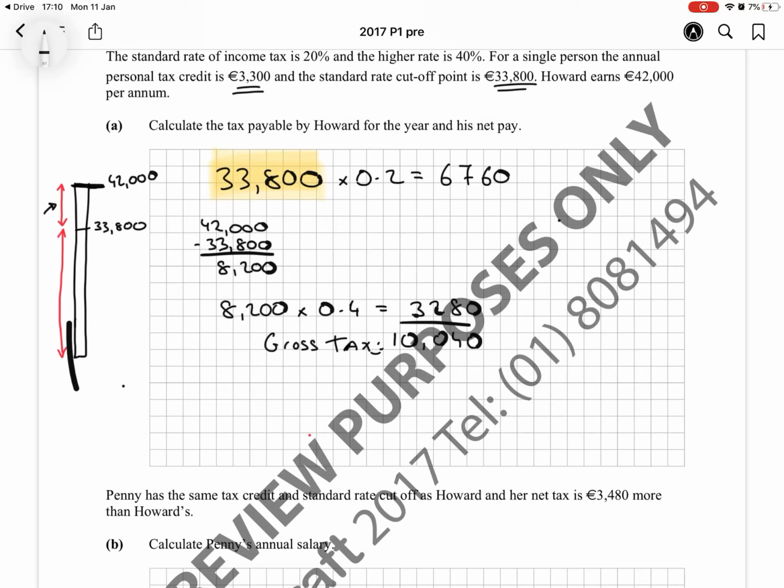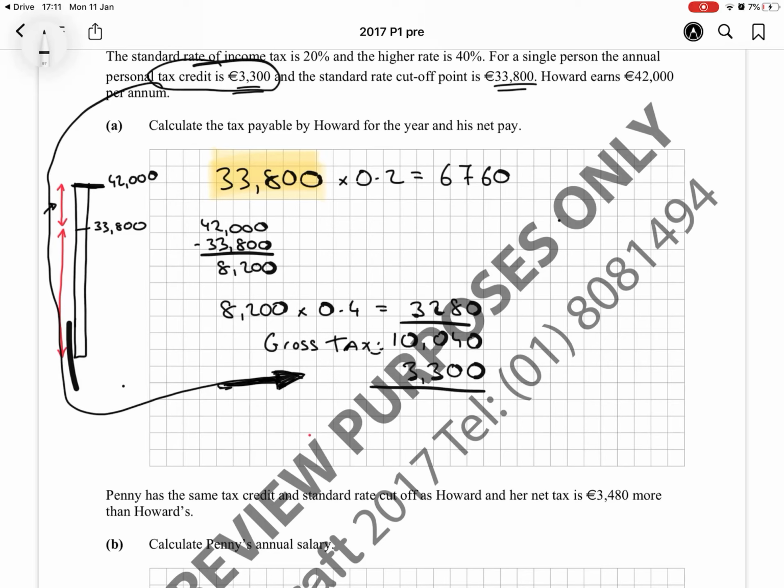Now, after that, there's tax credits. I think we looked at these last year, maybe a little bit. What tax credits are is money that the government gives you back if you have certain circumstances. So if it feels you shouldn't have to pay for certain things, like if you are a parent, there's a child tax credit or a parent's tax credit, and there's lots of other ones like that as well.